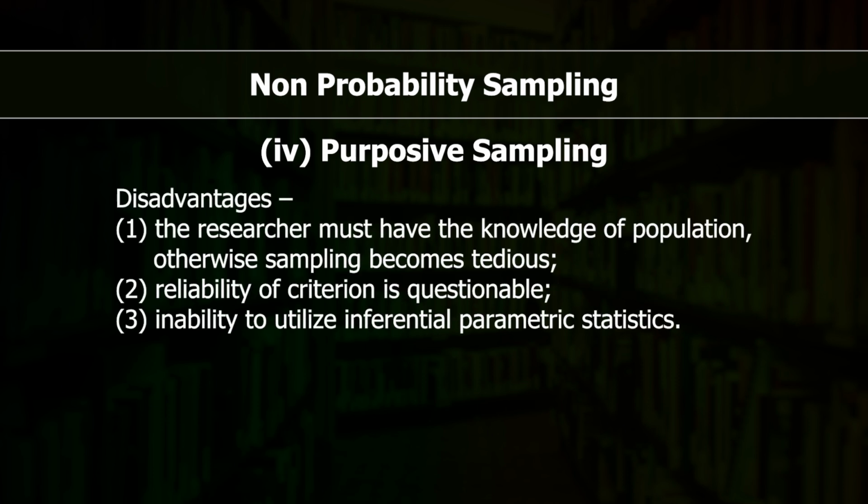Then what are the disadvantages? The researcher must have the knowledge of population, otherwise sampling becomes tedious. Number 2, reliability of criterion is questionable. And number 3, inability to utilize inferential parametric statistics.